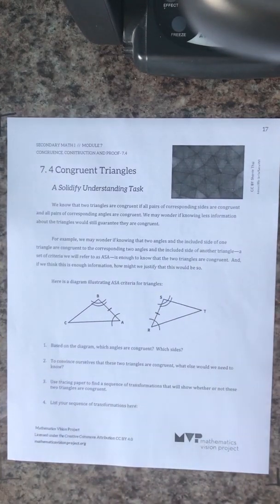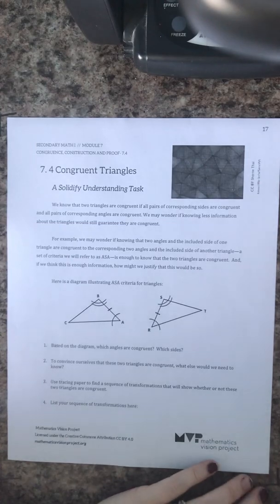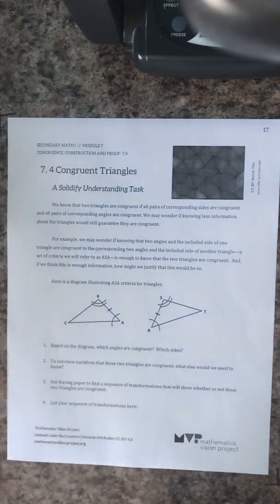All right, welcome to 7.4. Once again, we are kind of switching gears into congruent triangles. We've seen how to construct equilateral triangles, how to make triangles the same size. We've seen things like that. But we've never really talked about triangles and whether they themselves are congruent to each other.